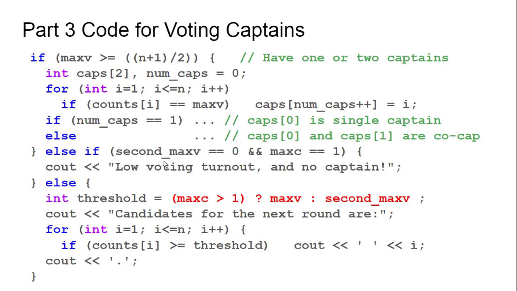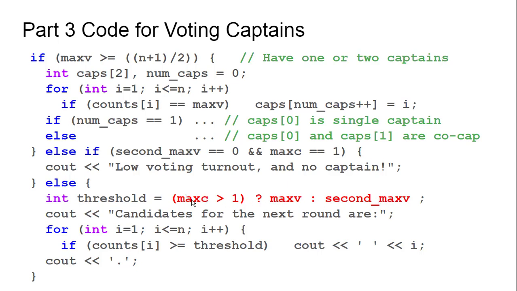So then this is the last outcome. The low voting count, which is determined by the condition there's no second vote and the maxc is 1. Other than that, we are in the third case. So I will choose a threshold based on whether maxc... This is the syntax that I want to introduce on the next slide.